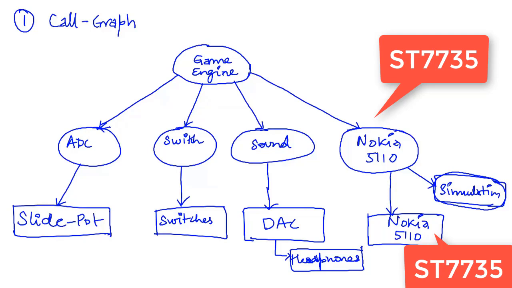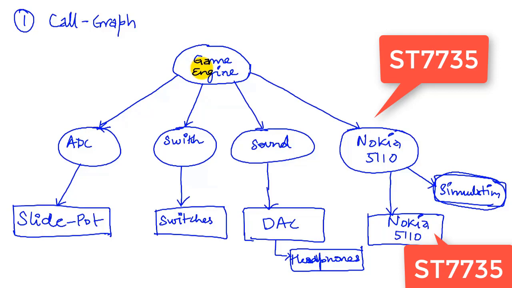So now that we saw the call graph, John, do you see any interesting things about this graph? I see that we have 5 modules: 1, 2, 3, 4, 5. But there are only 4 arrows between them. This means that we have a lot of modules and very little interdependence. The switch doesn't call sound, the Nokia doesn't call the ADC, and the ADC doesn't call the game engine. This is a very simple call graph.